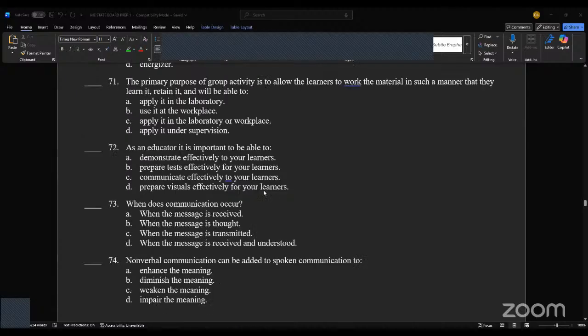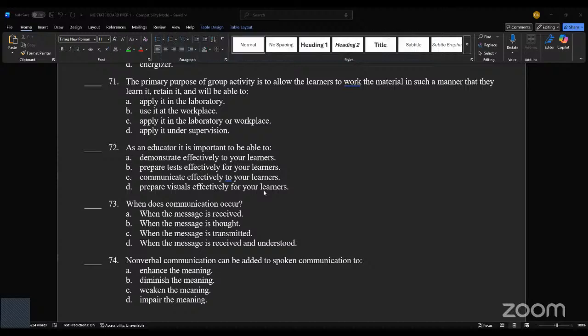72, as an educator, it is important to be able to demonstrate effectively to your learners, prepare tests effectively for your learners, communicate effectively to your learners, or prepare visuals effectively for your learners. 72 is C. And as an educator, it is important to be able to communicate effectively to your learners. Okay? You cannot assume they understand. You cannot assume they know what to do next. Okay? You have to effectively communicate to the learners.